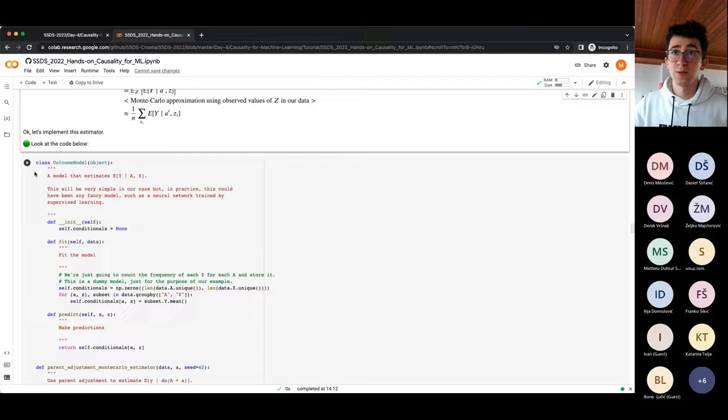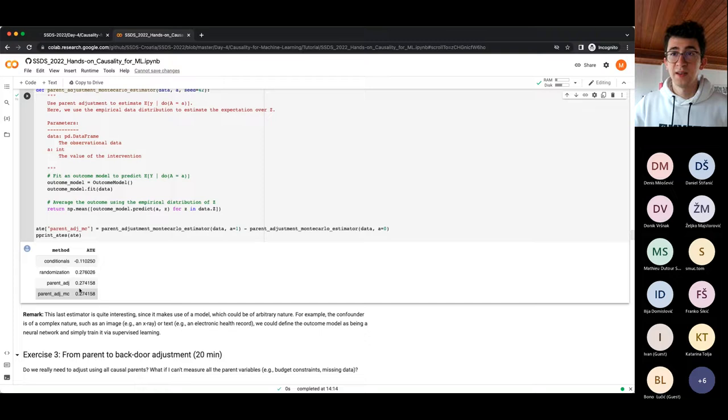If we do that and run it, then what we see is we get identical results, of course, with the fancy estimator, which is close to the truth. And definitely, it's in any case the correct one. So that was exercise 2.